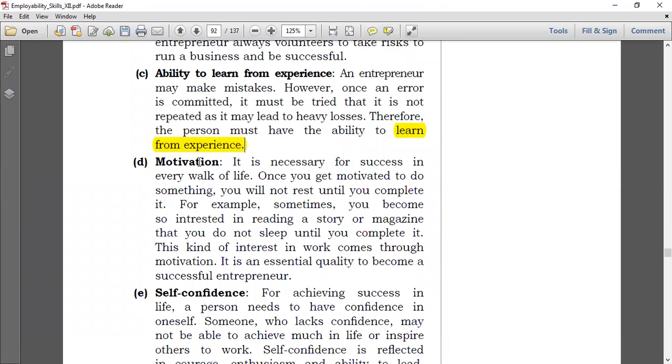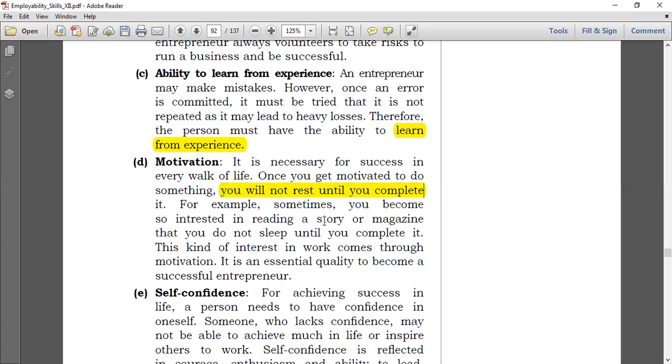Motivation is again very important and required whenever you're doing any kind of business, right? Once you get motivated, you can do anything. You will not rest until you complete it. Motivation can come with the help of external sources, or you can motivate yourself also. Internal motivation can also be there.